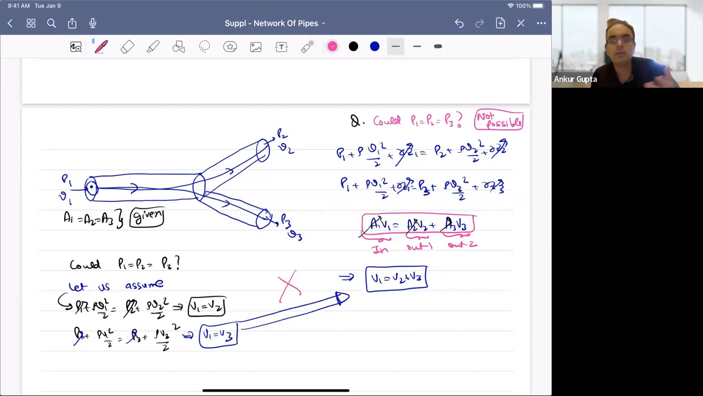So hopefully this gives you a flavor of how to use a network of pipes and use the continuity equation. So take a look, and if you have questions, feel free to reach out. And I look forward to seeing you in the lecture.